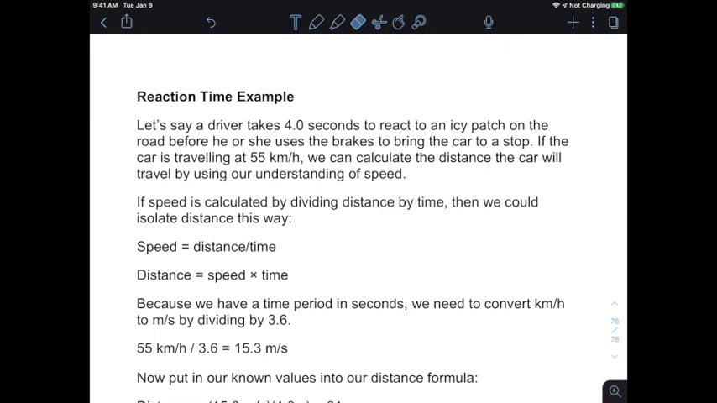So here we are saying that V is equal to D over T. This is an equation we did earlier. And so we can rearrange it, moving the T up, and we get V times T is equal to D. So if you take 4 seconds to realize that you need to brake and you are traveling at a certain speed, then you will have traveled a certain amount of distance, just simply by multiplying those things.